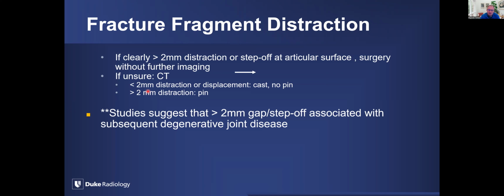Another thing we're looking for is, is there some type of offset? So does it kind of go gap down and around? So we're looking for that gap of the articular surface as well as the offset between the fracture fragments of the articular surface.